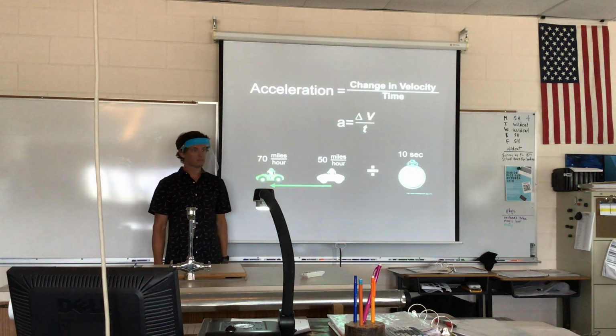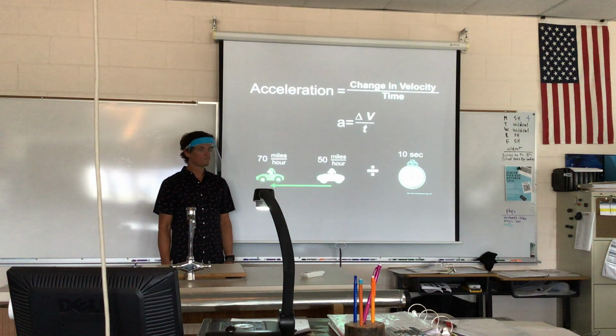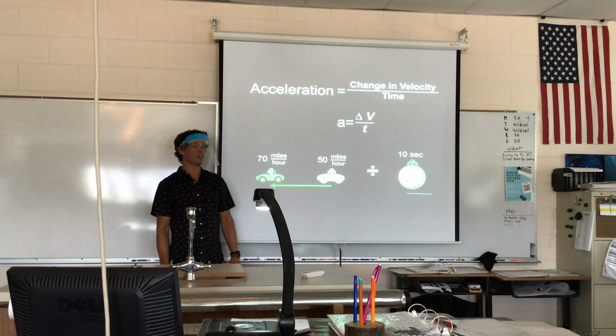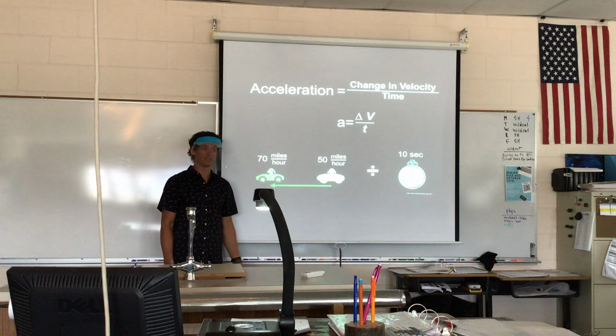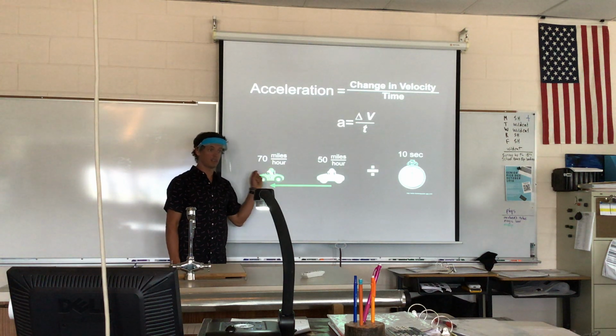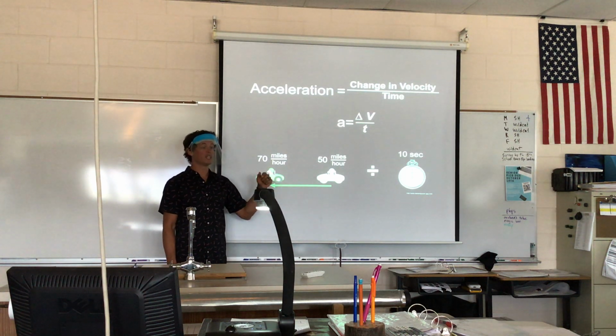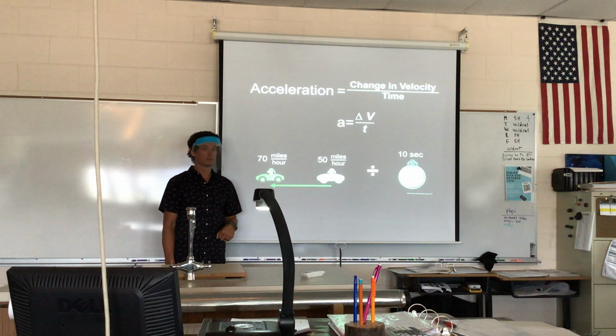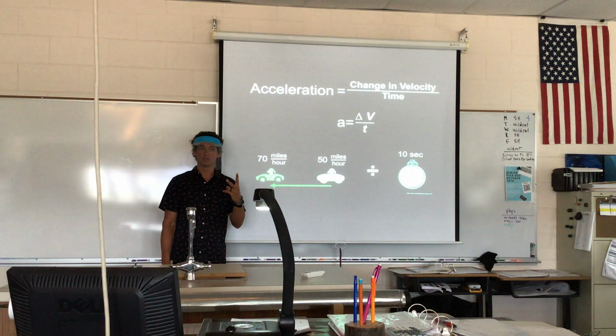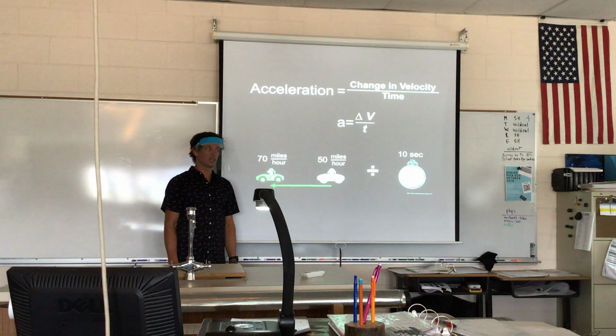Question: what if you flip it and you go from 70 to 50? Then it will come out to be negative 2. So if the car was going 70 and slows to 50, now we have an acceleration of negative 2 miles per hour per second. Now here's the meaning of the 2. The 2 means that every 1 second that goes by, the speed is changing by 2 miles per hour.